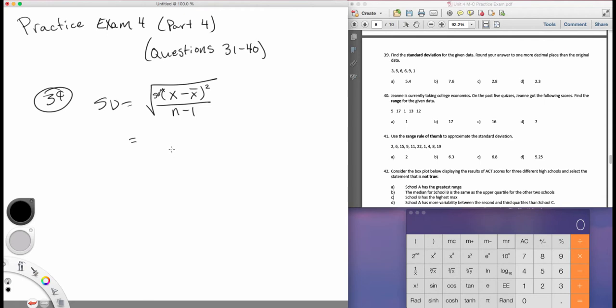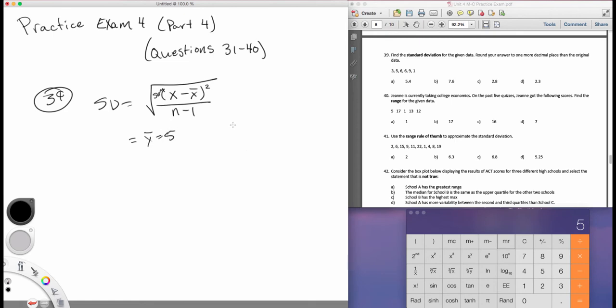So what we're going to do is, let's find those values. First off, we need to find the mean. So we'll come over here and calculate the mean, which is 3 plus 5 plus 6 plus 6 plus 9 plus 1, which is 30. Divide that by 6 terms, we get a mean of 5. So we know our mean is 5.